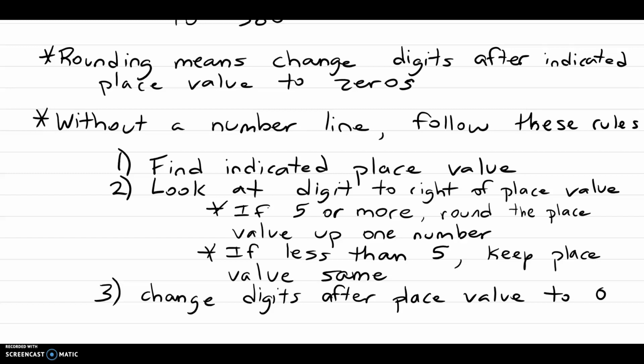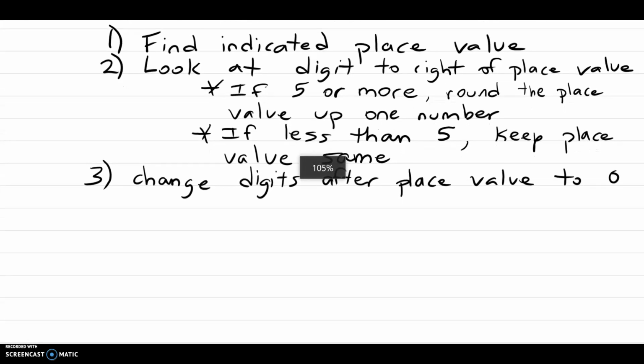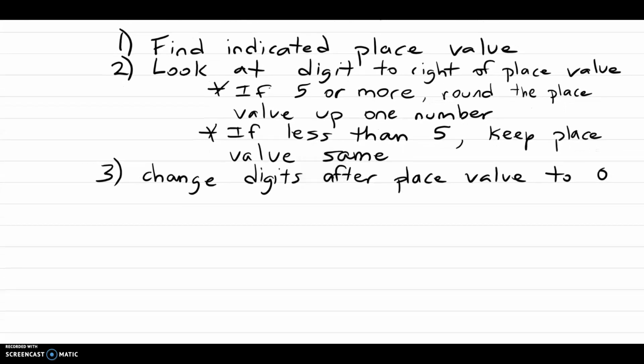So you find the indicated place value, like tens, hundreds, thousands. You look at the digit to the right of that place value. If it's 5 or higher, you round the place value up one number. If it's less than 5, you keep the place value the same, and then change those digits to 0 after. So let's try an example. Keep my rules there so we can still see the rules.